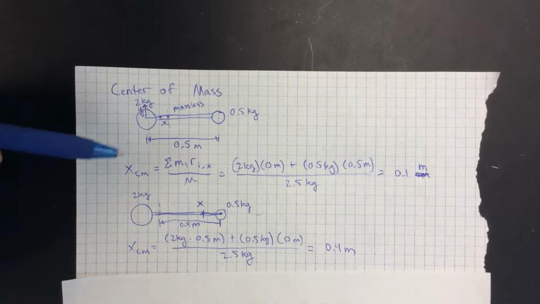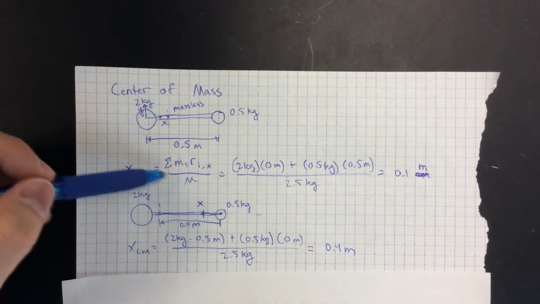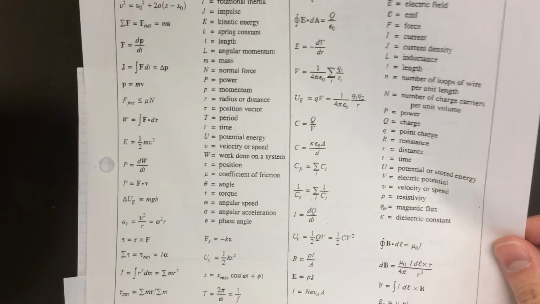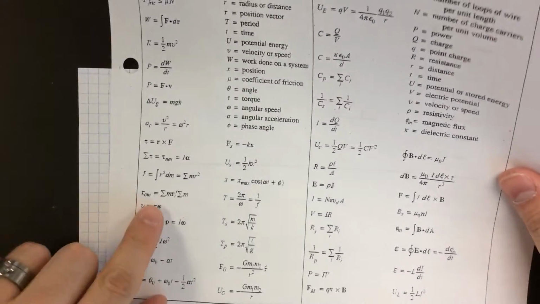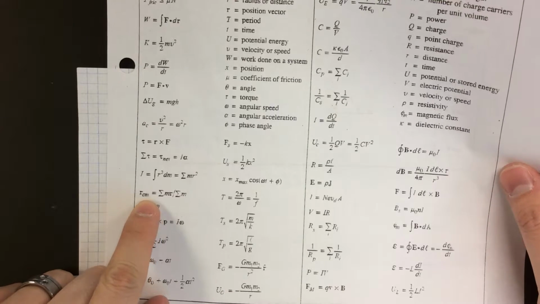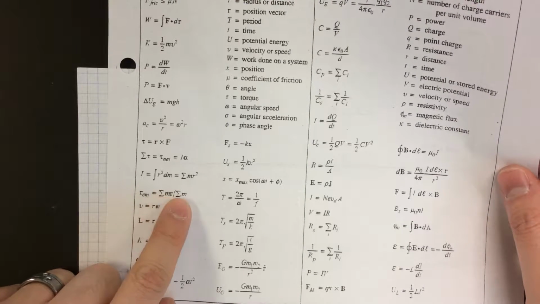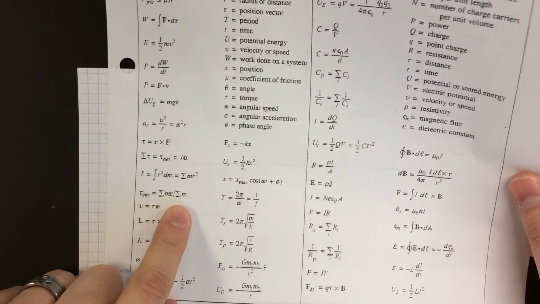Questions about how to calculate center of mass? I think it's pretty straightforward in terms of what the equation is. It is worth noting on the equation sheet that you guys get, I don't think you get this one. Oh yeah, here it is. That's it. R_CM, the position of the center of mass, equals the sum of the individual pieces divided by the total mass. Okay.